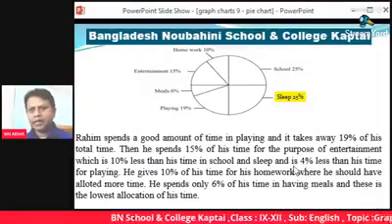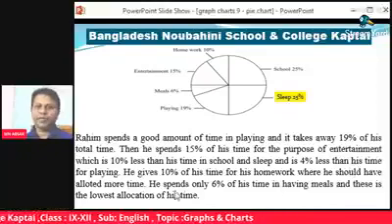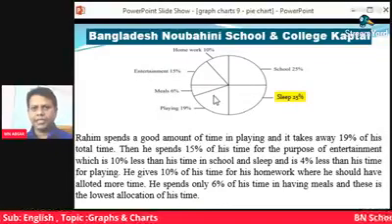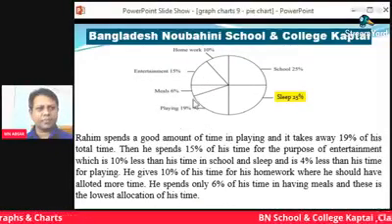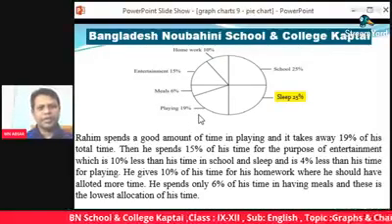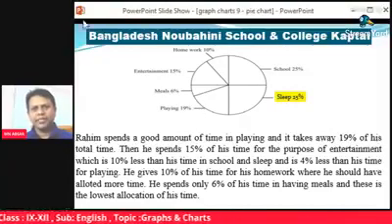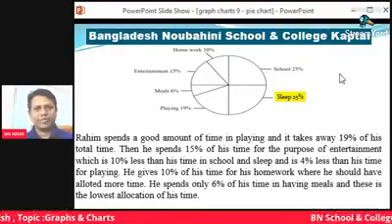And it is 4% less than his time for playing. You see, for playing he spends 19% time, and for entertainment he spends 15% time. That's why the difference is 4%.